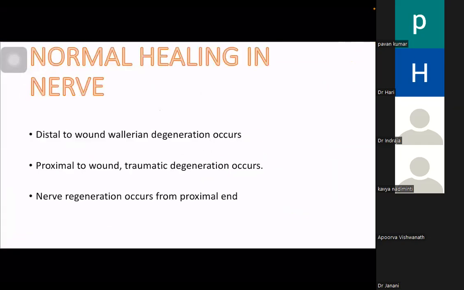And normal healing in nerve. In the nerve, when there is an injury, the distal end of the nerve undergoes Wallerian degeneration, which means first the axon disintegrates, and then the axon sheath disintegrates, and then the myelin sheath disintegrates. And from the proximal end, the new nerve fiber starts developing.